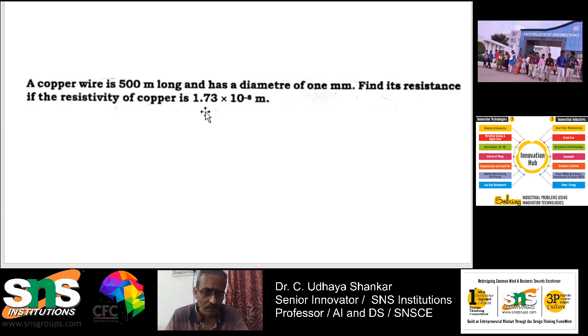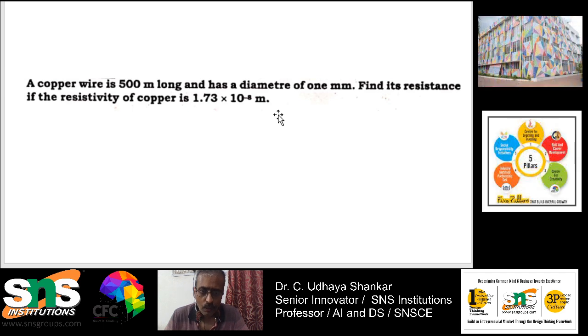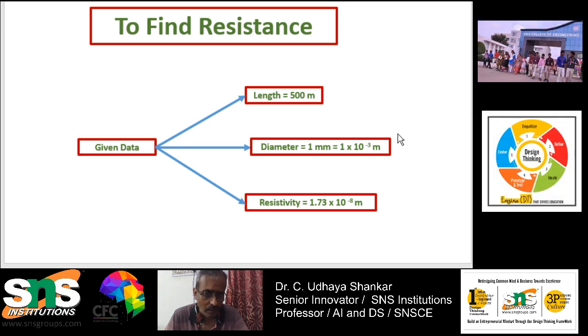The resistivity of the copper is 1.73 into 10 power minus 8 ohm meter. This is the value that has been given on the data sheet. So the length has been given, the diameter has been given, and the resistivity of the copper has been given. So we want to find the value of resistance. The given data in the problem is: the length of the wire is 500 meter, the diameter of the wire is 1 millimeter, and the resistivity is 1.73 into 10 power minus 8 meter.